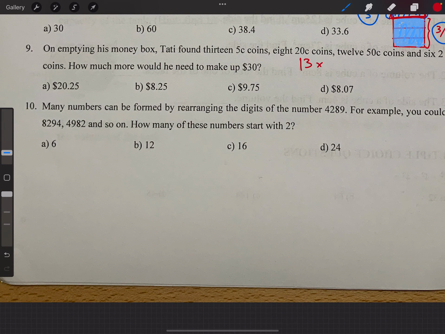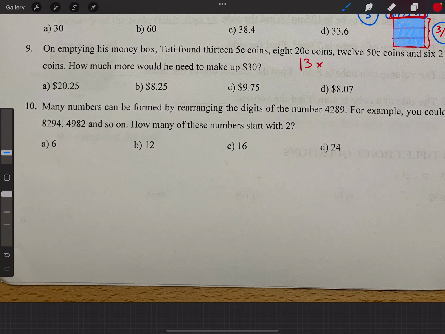So we've got to add all these up. $12 plus $6 makes $18. $18 plus another $1.20 will be $19.20. And then you're going to add another 65 cents. That will be 5, this will be 8, this will be 9. So $19.85. Now the question is, how much more do you need to get to $30?